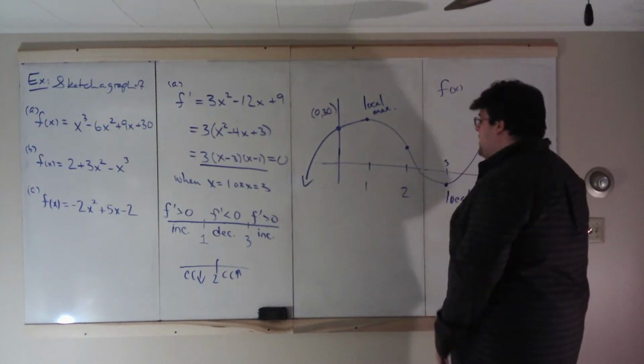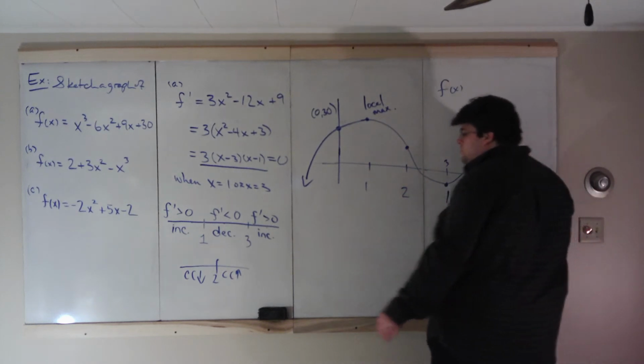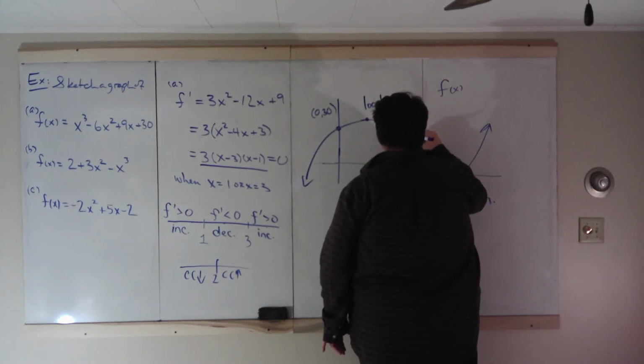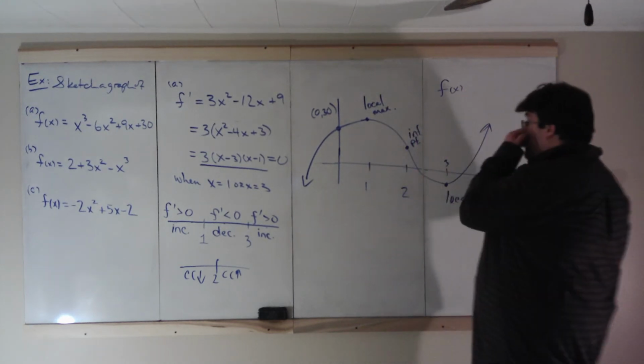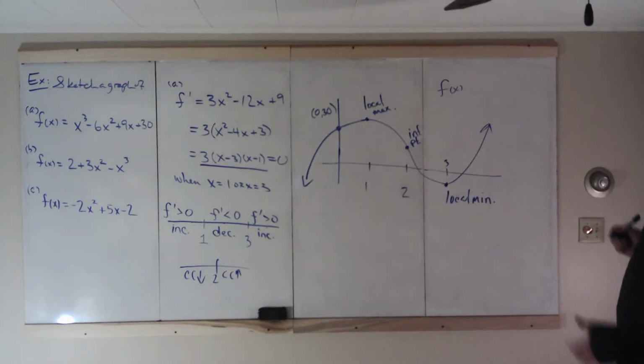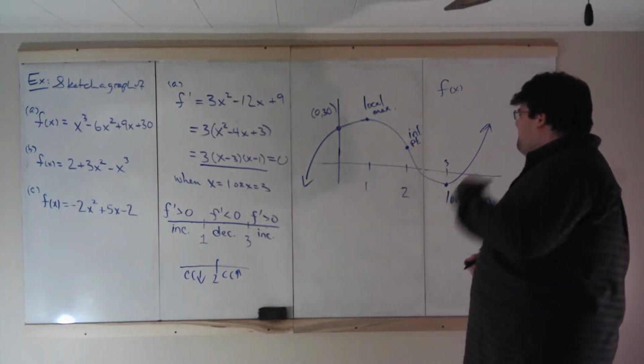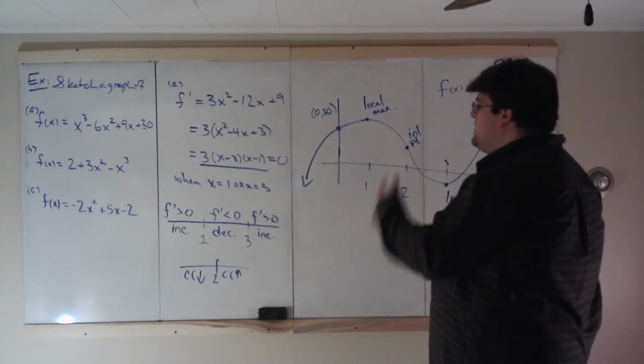There's a little more calculus in here, because right here at 2, notice the concavity changes, so we have an inflection point. And of course, you could label that with an ordered pair as well. So let's do the same thing with these other 2.